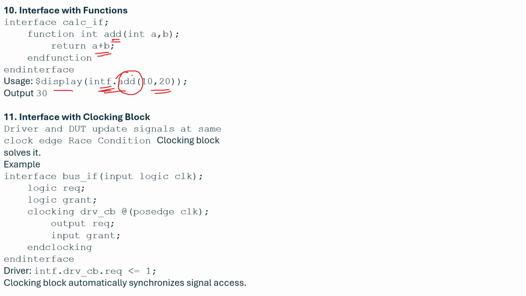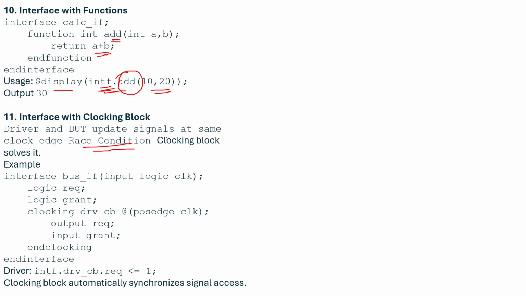Now interface with clocking blocks. The next concept is called clocking blocks. So the clocking blocks will decide what type of signals we are representing. Like clocking blocks before sampling and after sampling. What signals you are driving to your testbench and what type of signals we are getting from the TB. Through clocking blocks we are representing those different signals. So driver and DUT update the signals at the same time, and the same clock edge we are using. At that time we are getting the race condition, right?